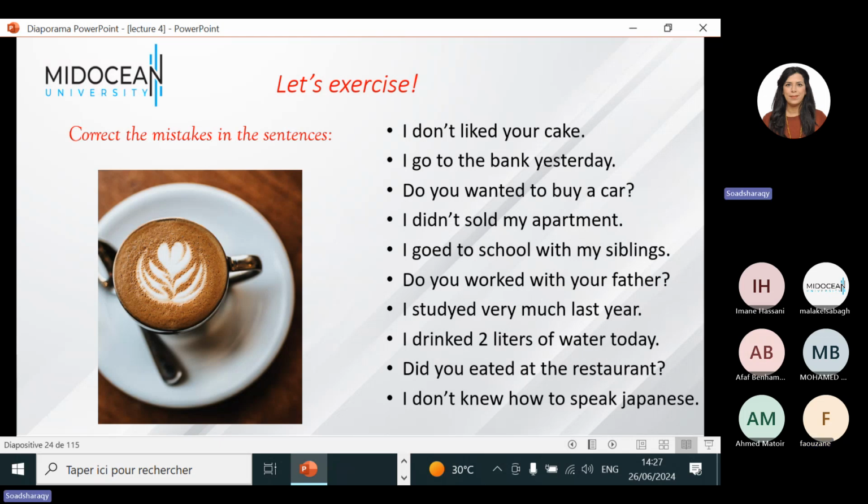Number 1, example number 1. You do example number 1. Sentence number 1. "I don't like your cake." Correct the mistake. You just correct the mistake. I didn't say change the subject. Corriger. And use the simple past tense, okay? The simple past.